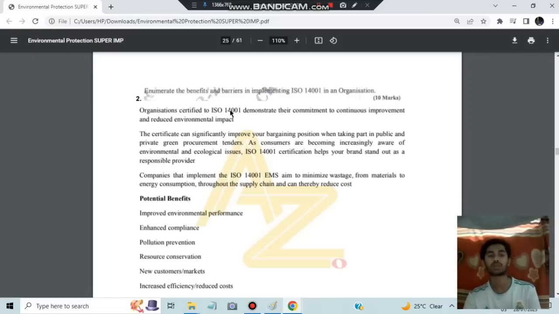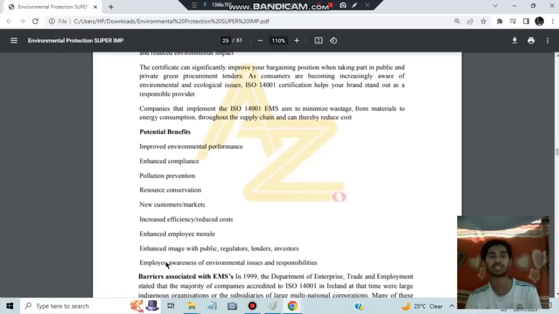So, ISO 14001 is the thing which sets some standards and rules. So, we have to be following that. And what are the benefits of that, and what are the barriers to it? Potential benefits are given here, pretty common sense, go through it.